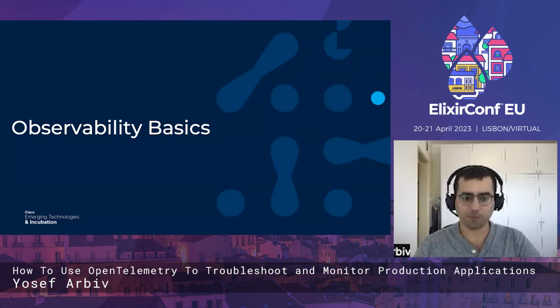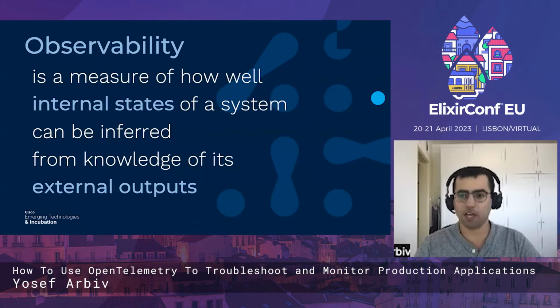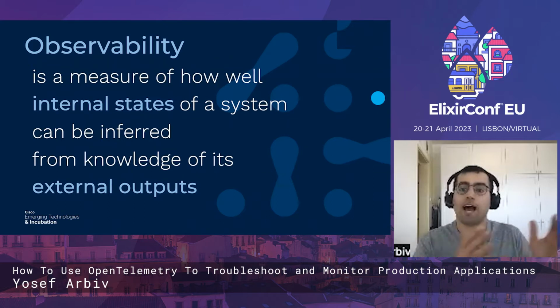So let's start with some observability basics. The definition of observability is that observability is a measure of how well the internal state of a system can be inferred from its external outputs. Meaning, you can say that your system is observable if you can know in which state the system currently is by looking at the outputs that your system produces.